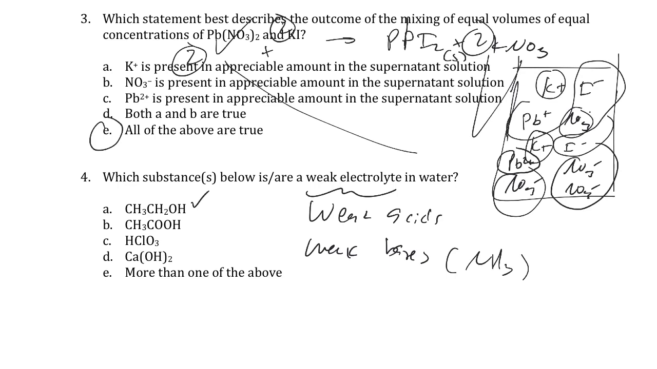Ethanol is a non-electrolyte, so that's not an answer. Acetic acid is a weak acid, so that's a weak electrolyte. So that's true. HClO3 is a strong acid. Ca(OH)2 is actually a strong base. It's also just a water-soluble ionic compound. So the answer would be just the acetic acid.